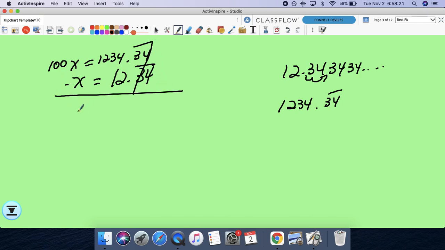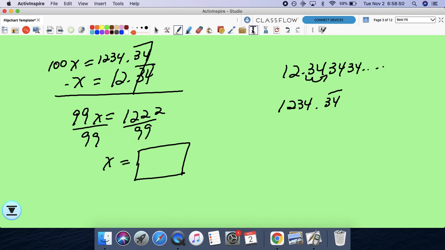100x minus x is 99x. This is going to be 1222. Divide both sides by 99. Yes, we can simplify this, but I know it's too early to simplify. Let's see. The bottom we can divide by 3. The top, it's not divisible by 3. So depending on your quiz, if it says simplify, then you would simplify. I'm just not going to.